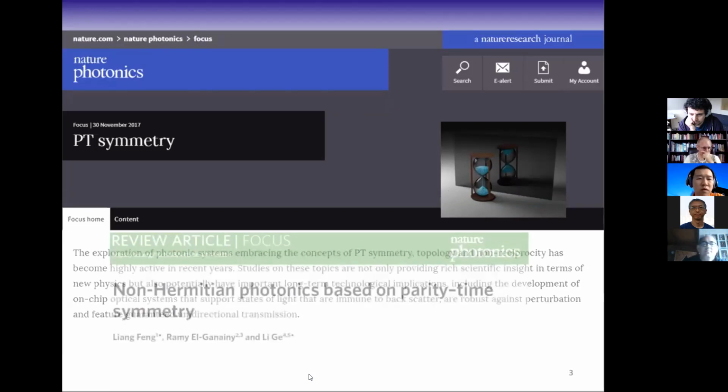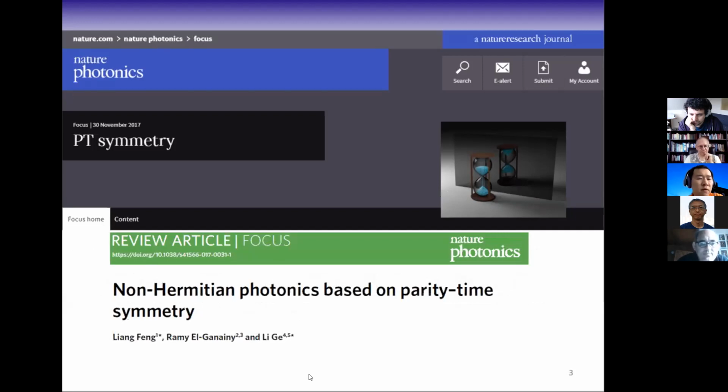Okay, two collaborators, Liang Feng from the University of Pennsylvania and Ramy El-Ganainy from Michigan Tech, and I contributed this invited review on non-Hermitian photonics based on parity-time symmetry and beyond.